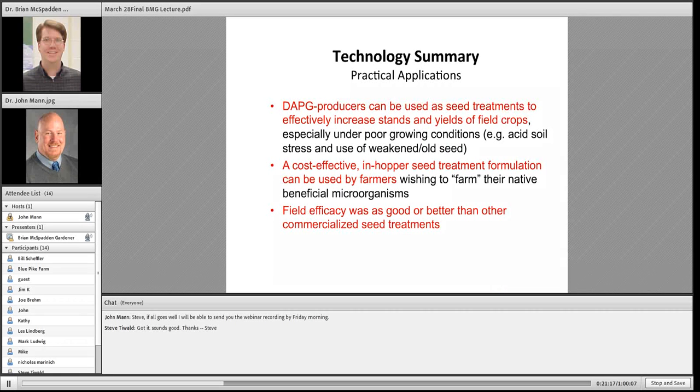So, to summarize the description of the technology, these DAPG producing bacteria can be used as seed treatments to effectively increase stands and yields of field crops, and this is especially true under poor growing conditions. Cost-effective in-hopper seed treatment can be used by farmers, and this may be one way that they can farm their native beneficial organisms because we actually have the tools available to go onto an individual's farm and isolate the strain that's already inhabiting that farm. The field efficacy of these seed treatments was good or better than some of the commercialized seed treatments. And for that reason, we believe that this technology has potential to be utilized by growers on a larger scale.